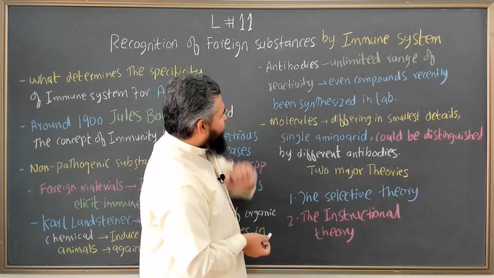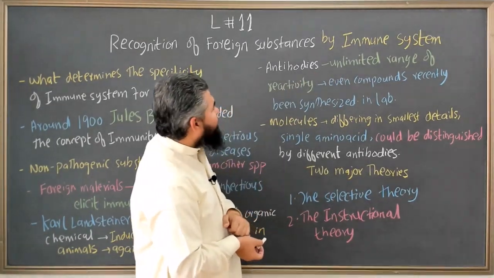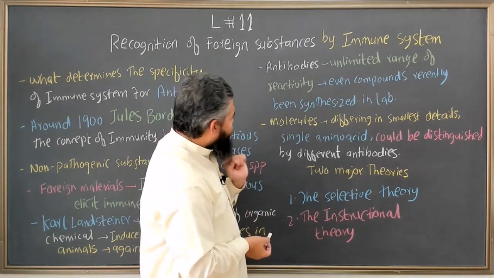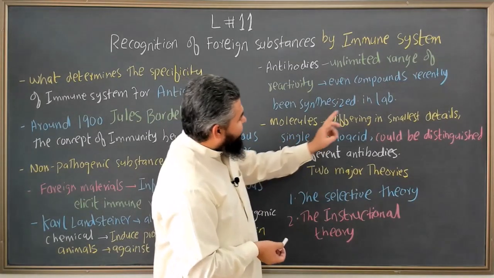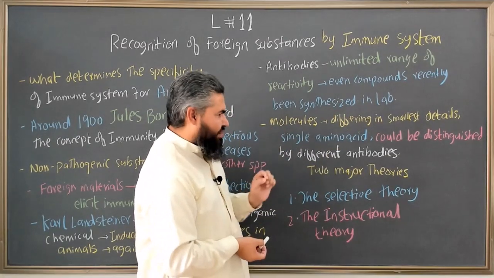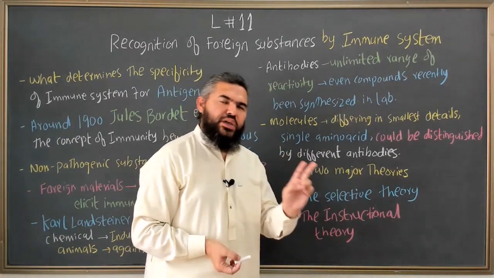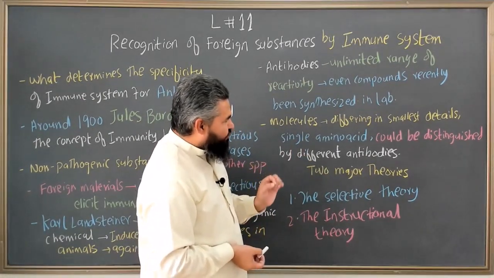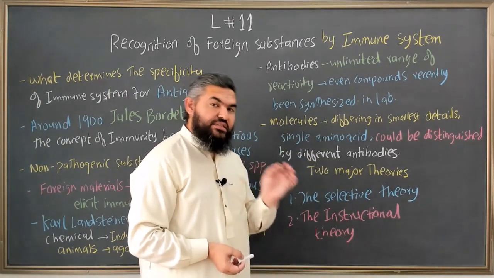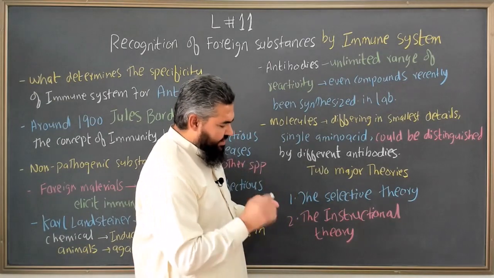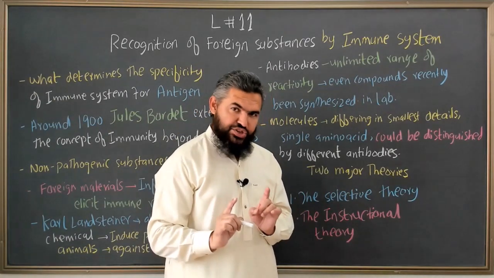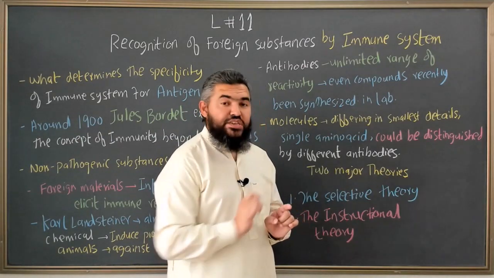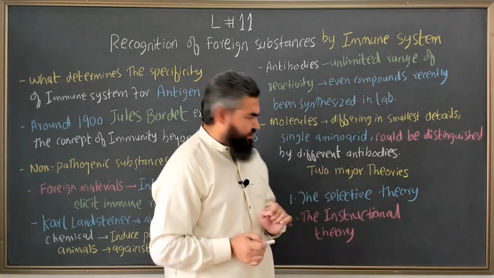Another important thing was that this tells us about the range of the antibodies. Another thing they proved was that these antibodies can actually differentiate between the smallest details of molecules. So if there are two foreign proteins that only differ by a single amino acid, the body is going to produce two types of antibodies against these two different proteins. What that means is that these antibodies are very specific in nature, and they can even note the smallest details that differentiate two substances, proteins for example.